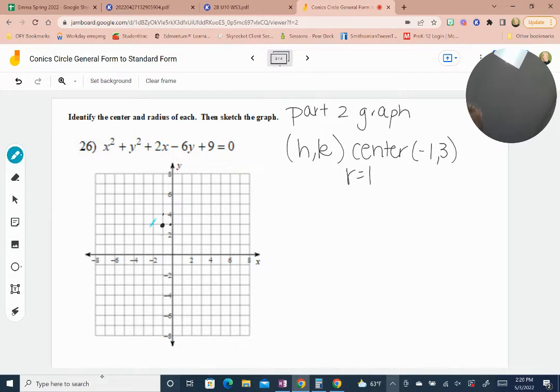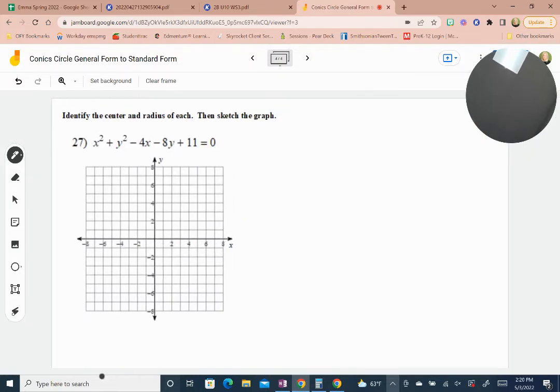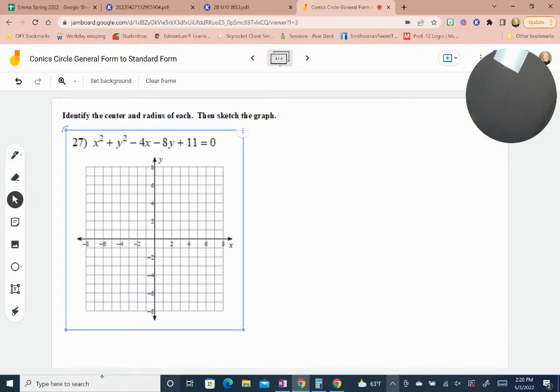Okay, does it need to be perfect? No. Are you going to try your best? Absolutely. Something like that. So that would be the drawing for this one. So same thing, this is going to be part 1 for the equation.